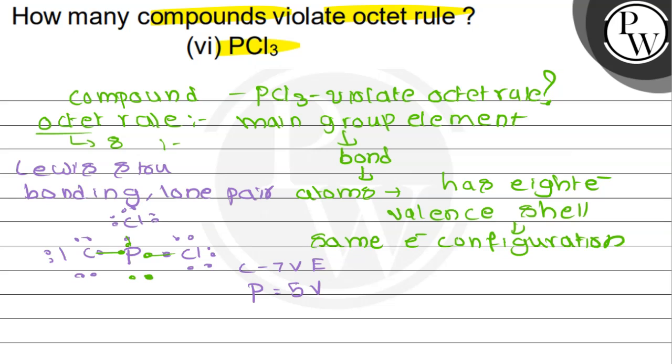Whenever we count the number of electrons around each atom, on phosphorus 1, 2, 3, 4, 5, 6, 7, 8: 8 electrons. On each chlorine, 8 electrons. So this particular PCl3 obeys the octet rule.